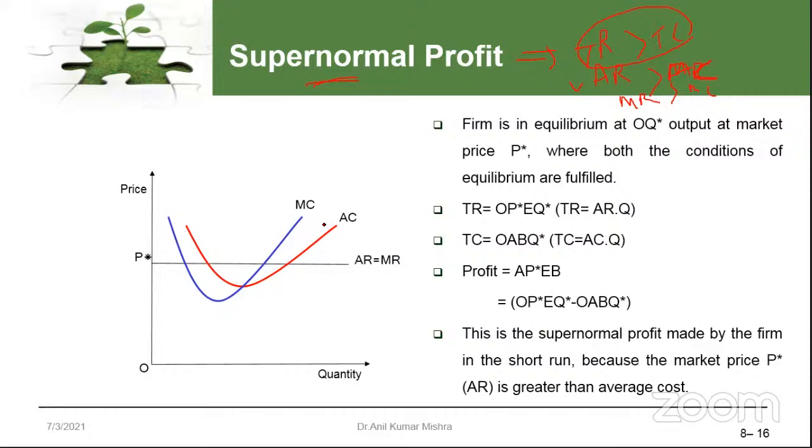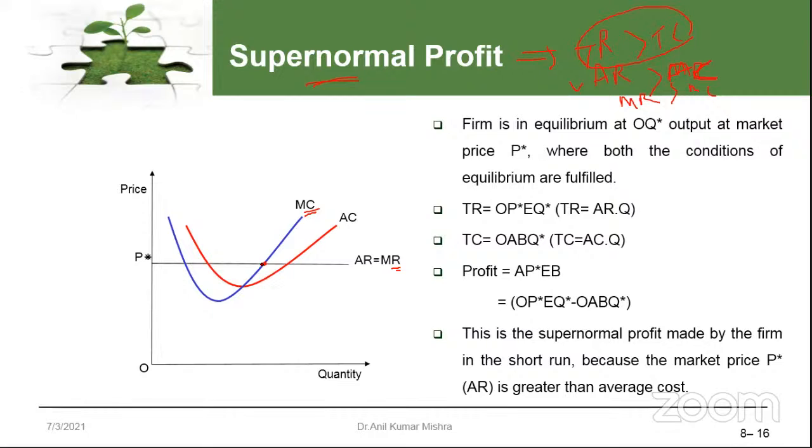Now, where is the point of equilibrium? We know the point of equilibrium is where marginal cost and marginal revenue are equal. Where is the equality between MR and MC? The equality takes place here. And in this situation, the average revenue line is here and the average cost line is here. Corresponding to this point, what do you find? Average revenue is more than average cost.